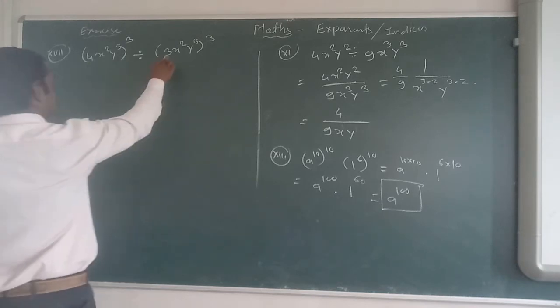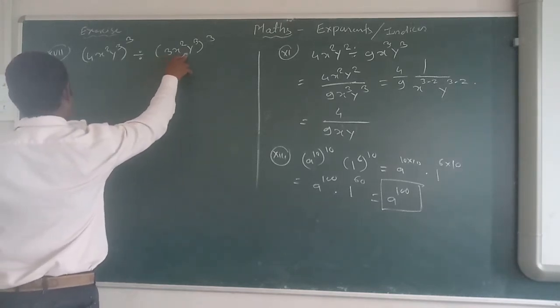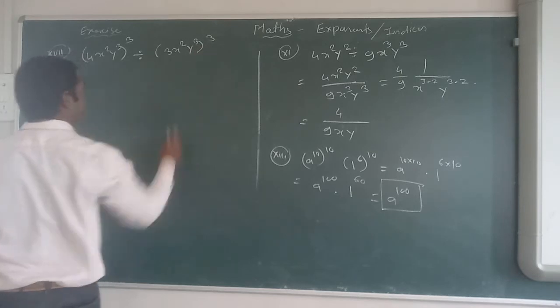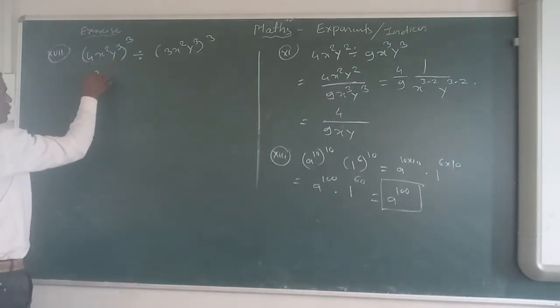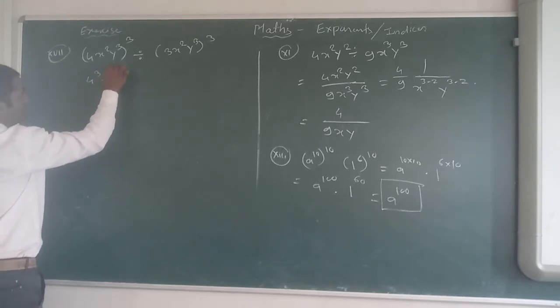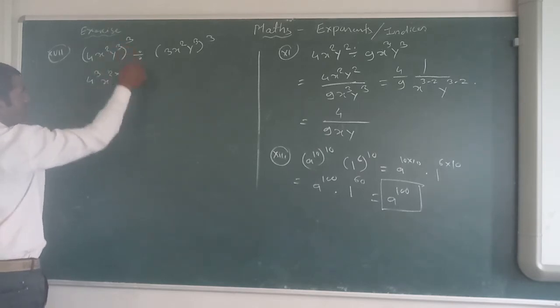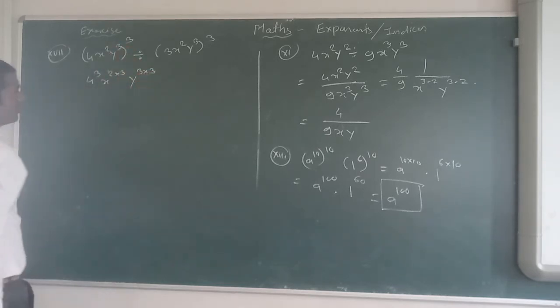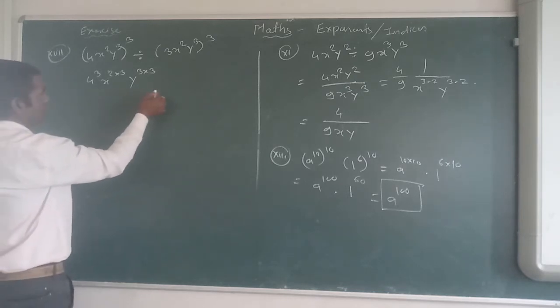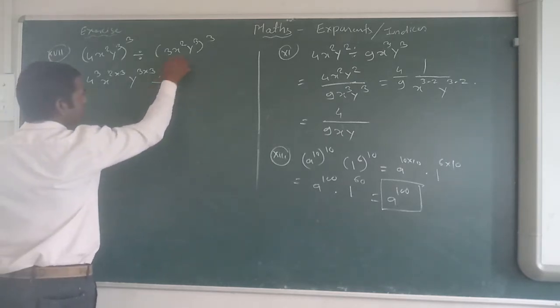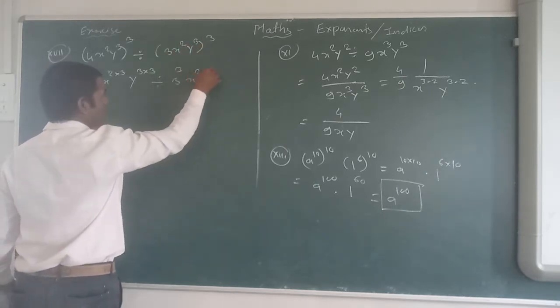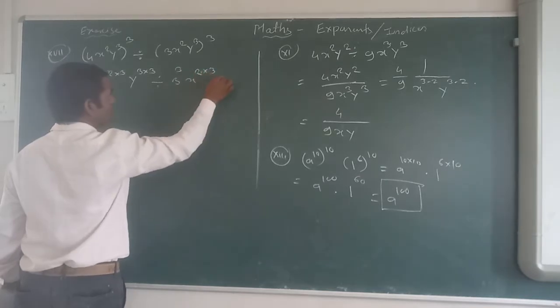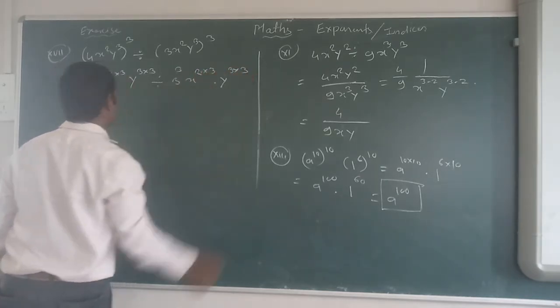Now see, check the question: (3x² y³)³. First we will solve this bracket. 4³ x^(2×3) y^(3×3), divided by 3³ x^(2×3) y^(3×3).